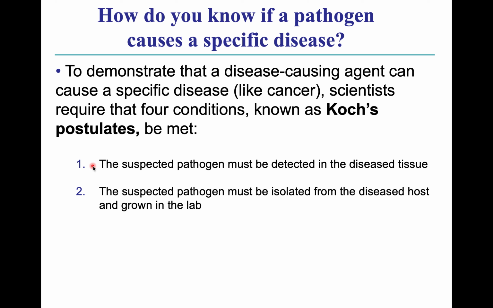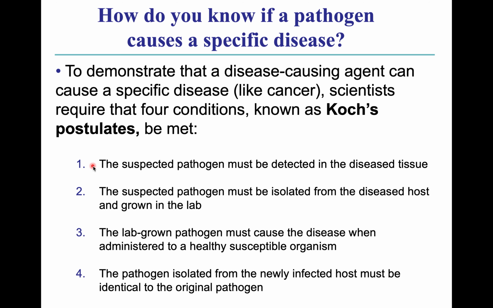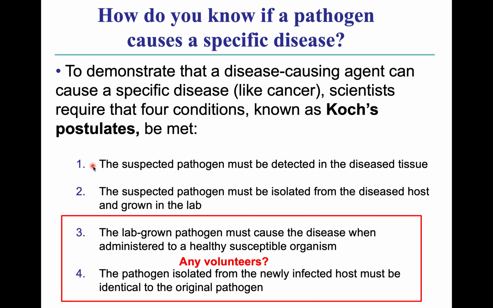isolate it from the diseased host, grow it in the lab, and then when you reintroduce that lab-grown pathogen into a healthy, susceptible organism, you would have to see the same disease developing. So in the case of cancer, you'd have to be able to show this particular infectious agent can cause cancer in a healthy organism. And then you have to be able to isolate that infectious agent again and show that it's identical to the original pathogen.